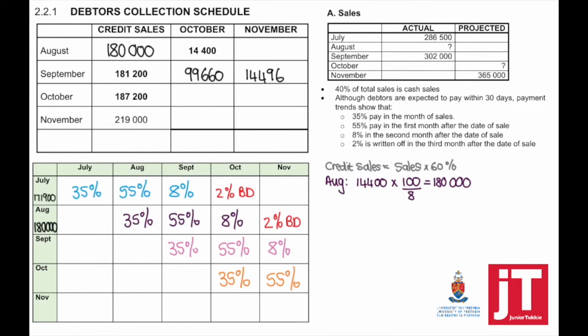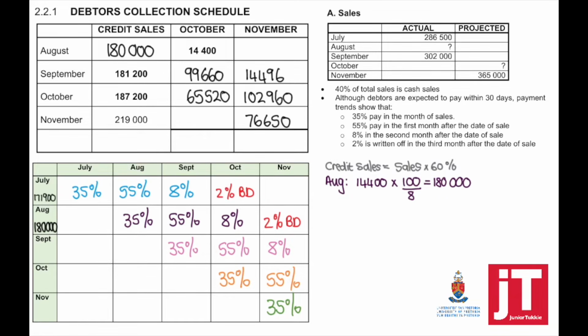For October, 35% in the same month, and then November 55%, which means in the same month, take the credit sales times 35%, and then times 55%. Again, credit sales times 55%. For November, they provided to us the total credit sales. 35% will be paid in the month of sale, which means we're going to take 219,000 times 35%.